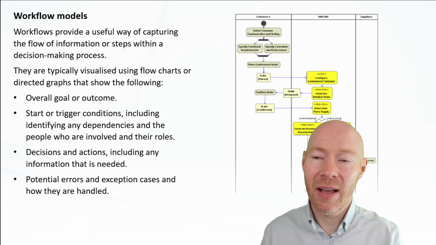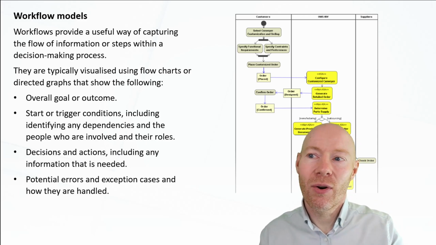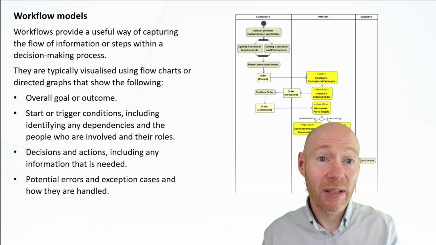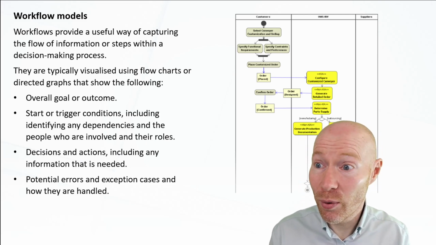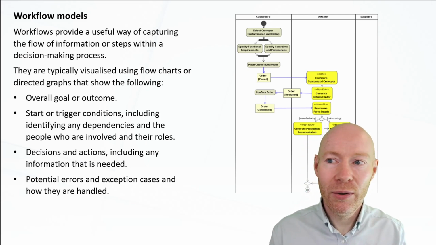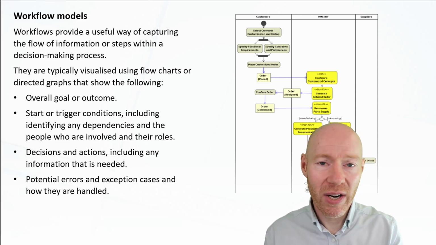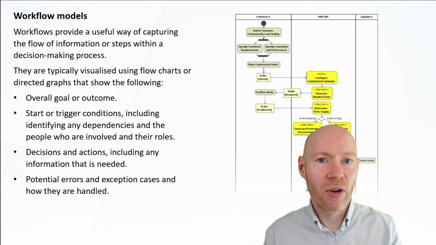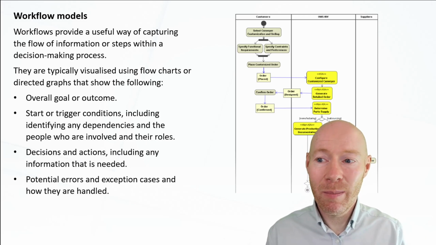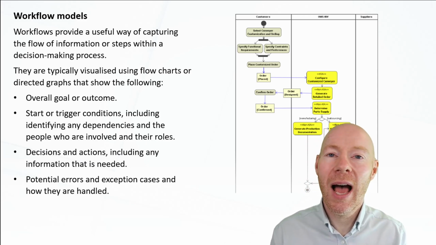This gives us a way of capturing the flow of information or the steps within a decision-making process, and typically it uses a flow chart, nothing more than that. And with that type of flow chart, you can see what it includes here. It's the overall goal or outcome we're trying to achieve. It's the starter trigger condition. It's working out dependencies. It's thinking about decisions and actions that need to be made along the way. It's thinking about errors or exceptions that could happen.